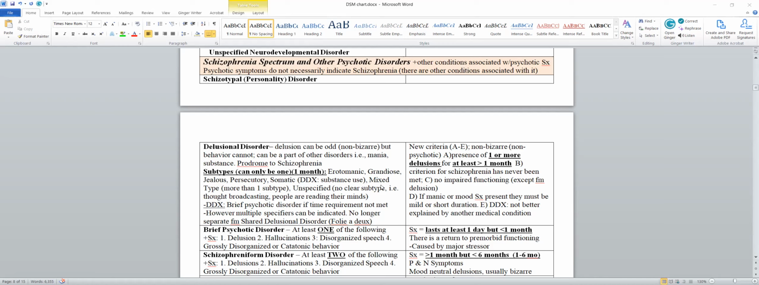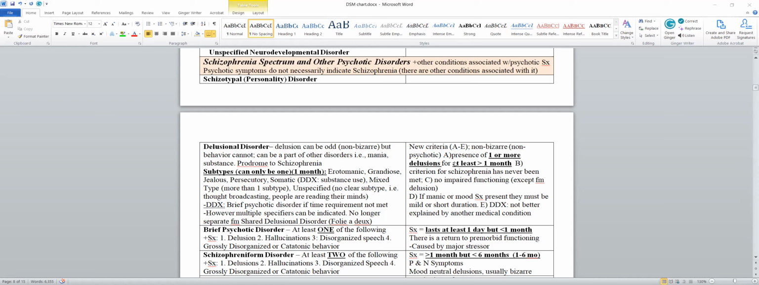Mixed type is when there's more than one subtype. Unspecified is when there's no clear subtype, for example, thought broadcasting and people reading their minds. Differential diagnosis is brief psychotic disorder if the time requirement is not met. However, multiple specifiers can be indicated. It is no longer separate from shared delusional disorder, otherwise known as folie à deux.